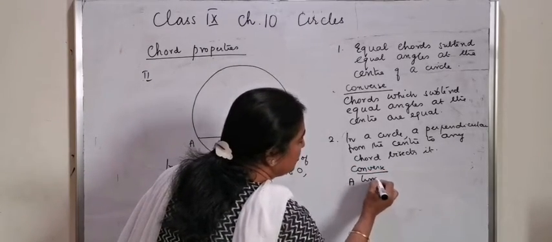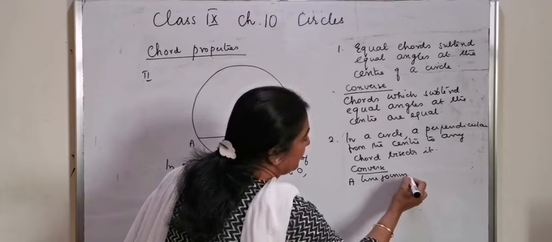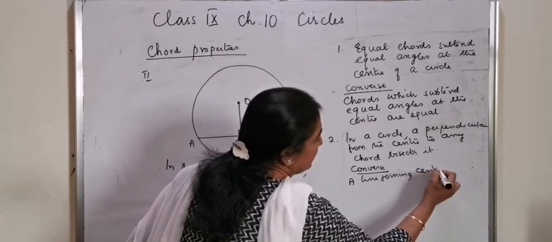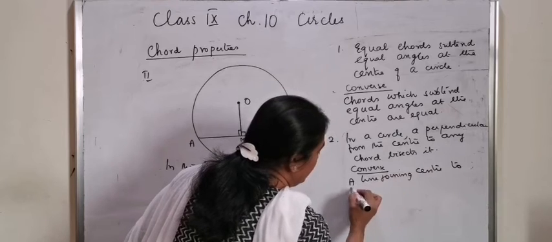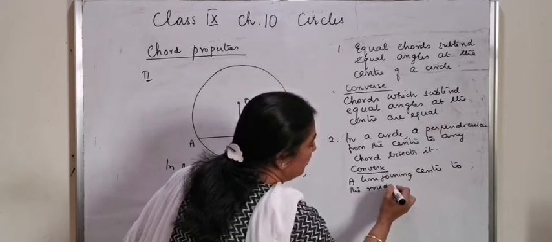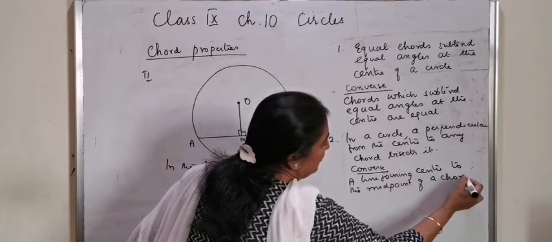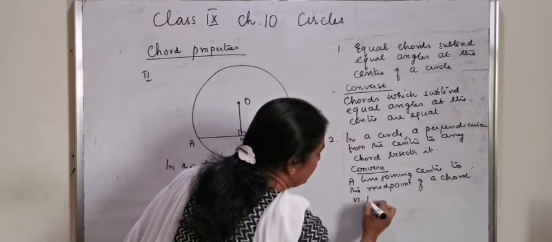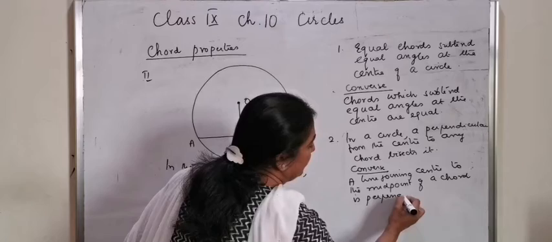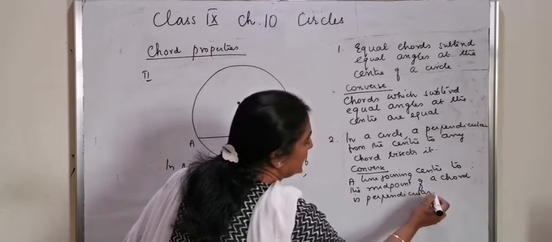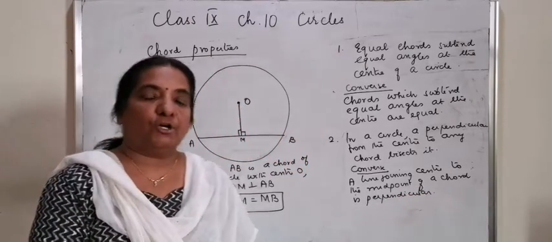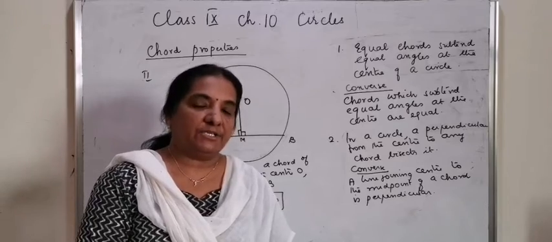a line joining center to the midpoint of a chord is perpendicular. So these are the chord properties 1 and 2.